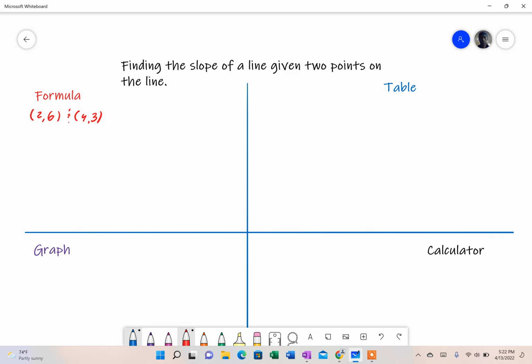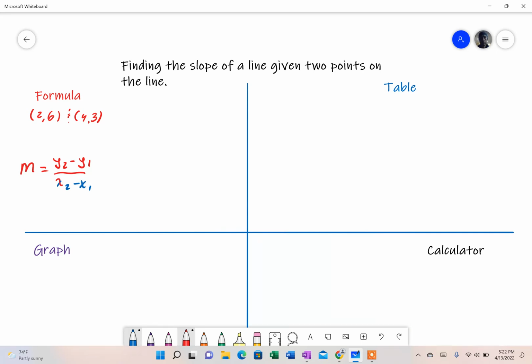So I'm going to do a video on how to find the slope of a line given 2 points on the line. And there's 4 different ways that I'm going to talk about. The first way is by using the slope formula. And the slope formula says m equals y2 minus y1 over x2 minus x1.